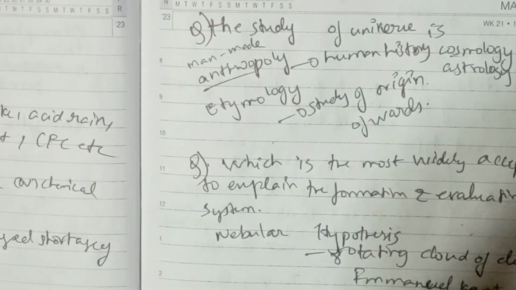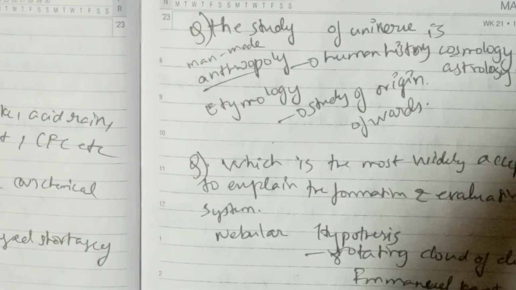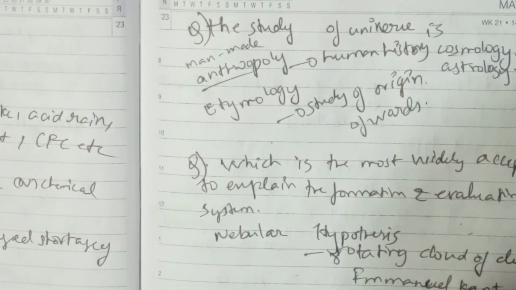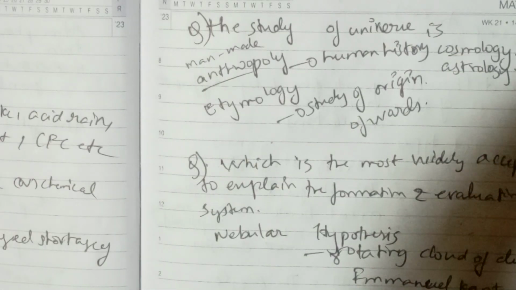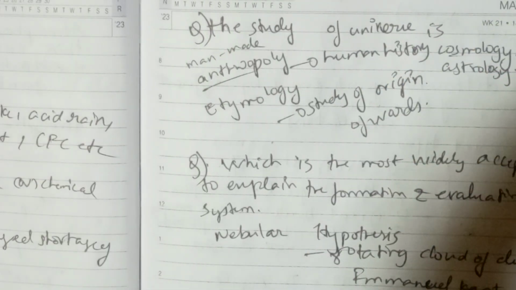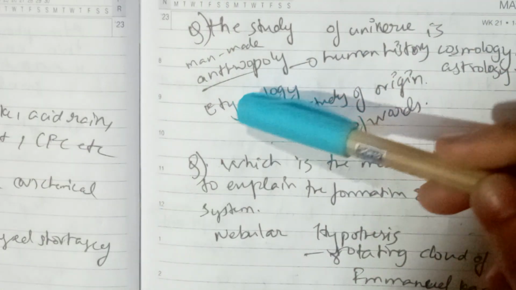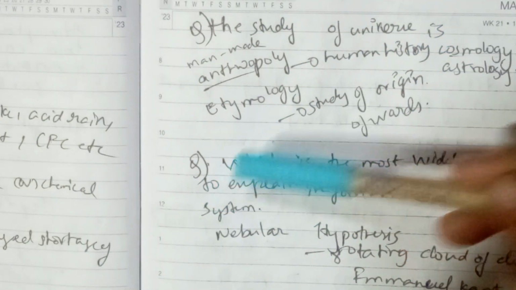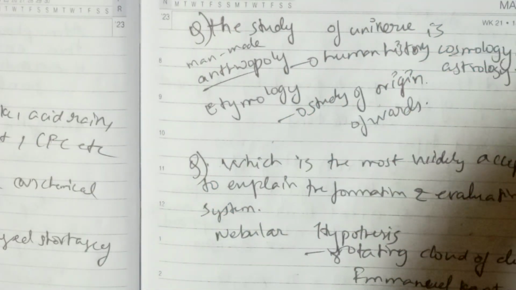Now I have brought some questions for you which are very useful. The study of the universe is known as, maybe in the options, astronomy, or astrology, or cosmology. Astronomy and cosmology both are right, because astrology is far different from astronomy. And anthropology means the study of human history, etymology is the study of the origin of words.